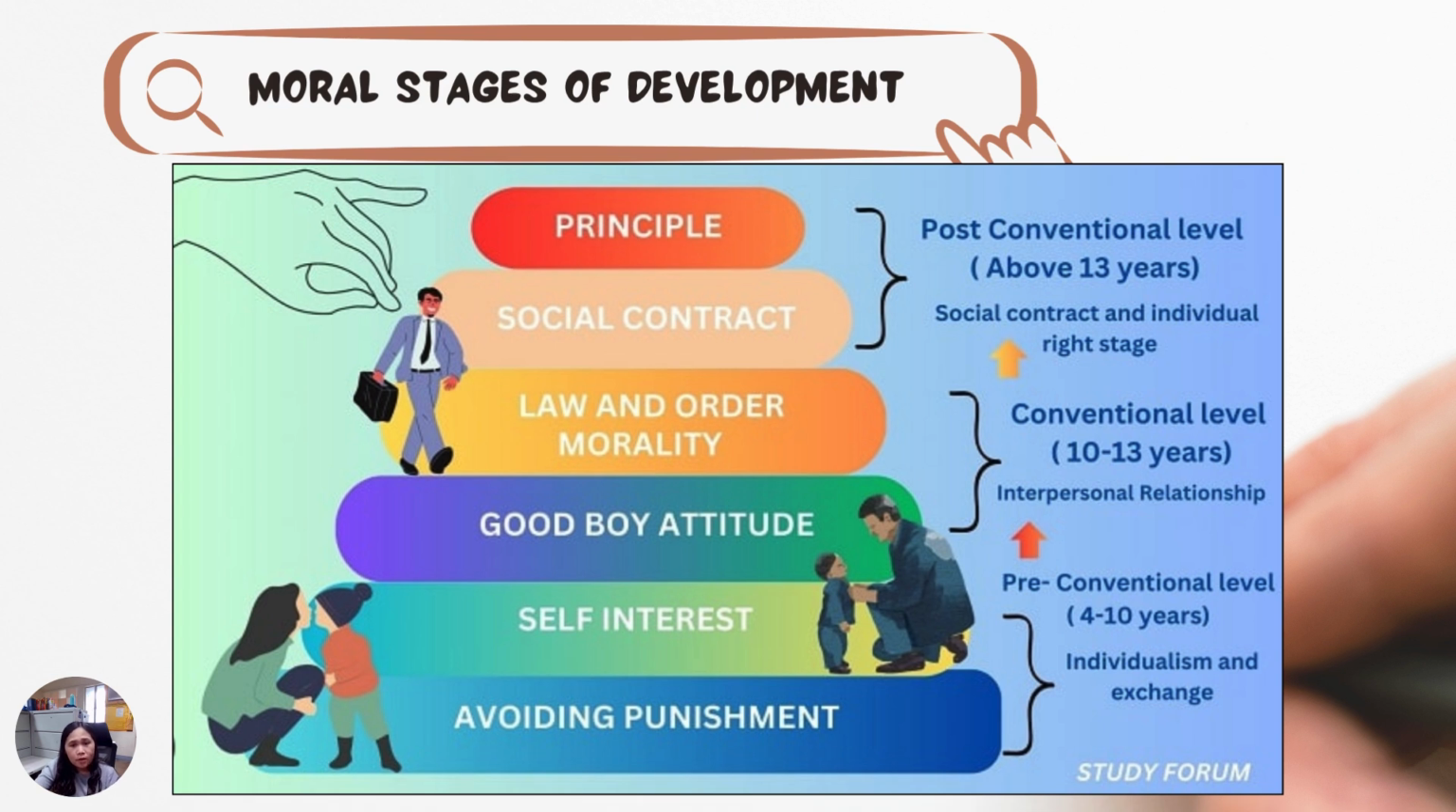Punishment and obedience orientation. Here, young children in the first substage obey simply to avoid punishment. So the focus is not on whether the action is morally right, but on the consequence. For example, a grade school pupil avoids cheating during a quiz not because honesty matters to them, but because they fear being caught and being scolded by the teacher.